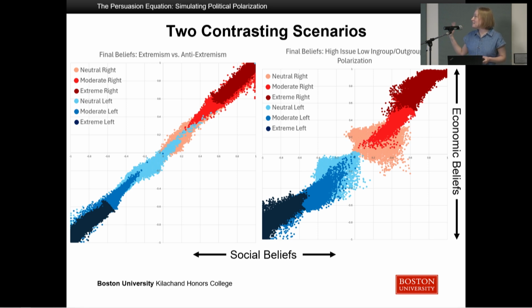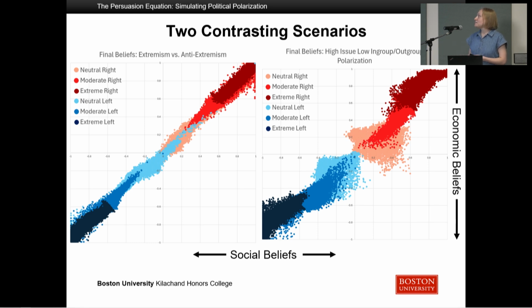So in these graphs, the different colors represent different starting points. The blue represents people who started on the left with liberal views, and red represents people who started on the right with conservative views. The darker the color, the more extreme they were when they started. Basically, each color has thousands of different agents with different personality types being exposed to the same scenario, but each color is a different starting point.